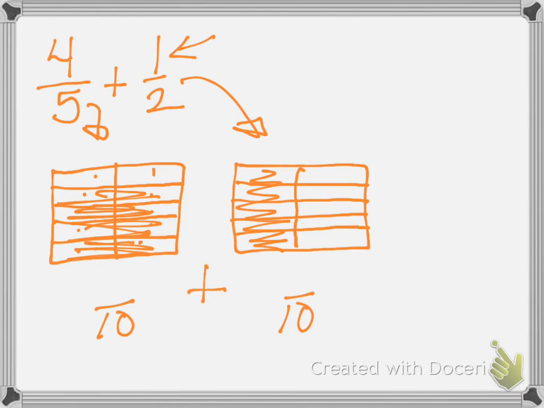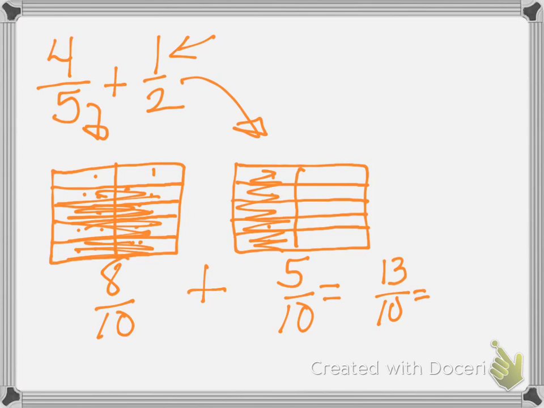And we've colored in 1, 2, 3, 4, 5, 6, 7, 8. And 1, 2, 3, 4, 5. And now we can add those up. And we have 8/10 plus 5/10 equals 13/10.